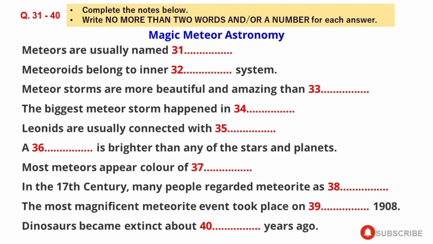What colors do meteors have? Usually, most meteors look white, but some also appear blue, green, yellow, orange, or even red. What will happen if a meteoroid gets to the surface of the Earth without being completely vaporized? It will be a meteorite.